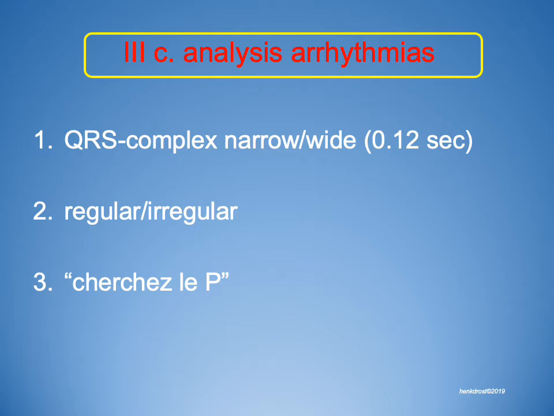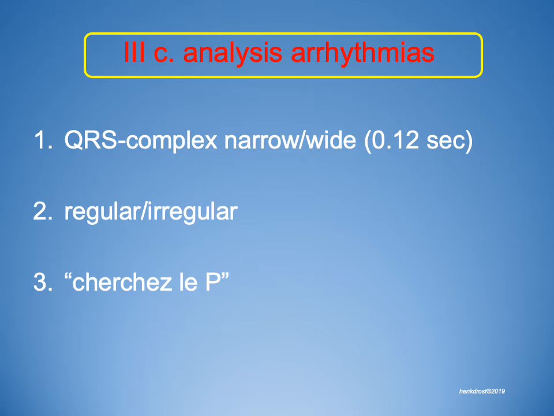The approach of the EKG we did in a 9-step analysis. In arrhythmias, we do it in 3 steps. First, we look at the QRS complex, whether it is narrow or wide, where the cutoff point is 0.12 seconds. Second, we look if the rhythm is regular or irregular. And finally, at the third point, we search for the P wave.